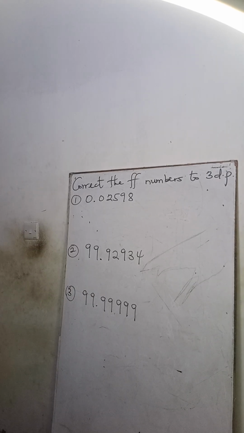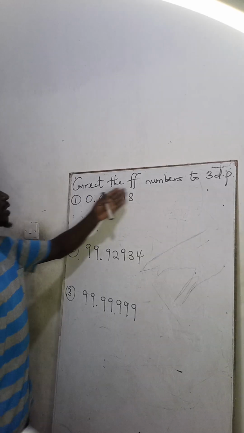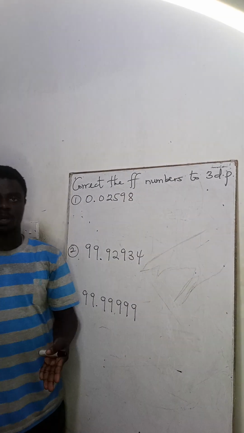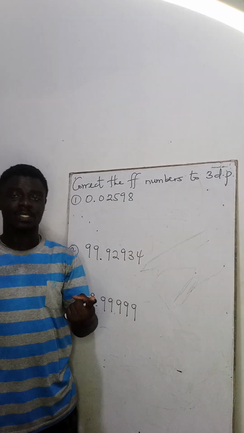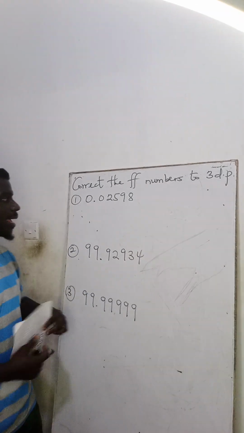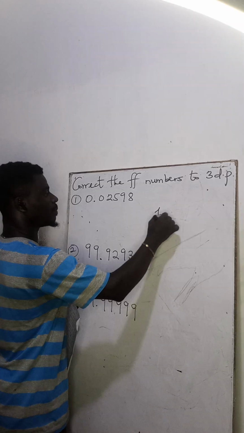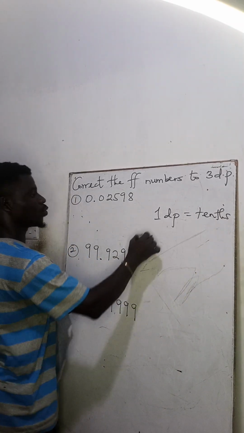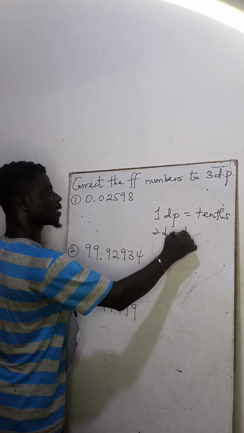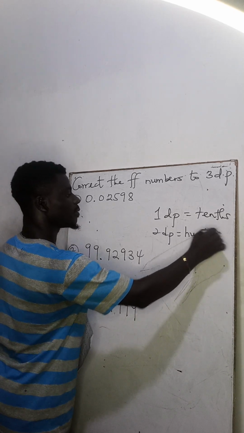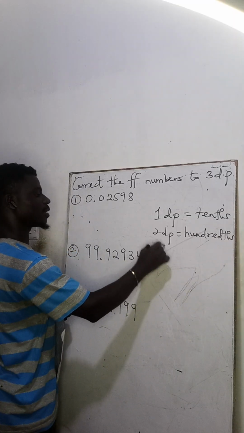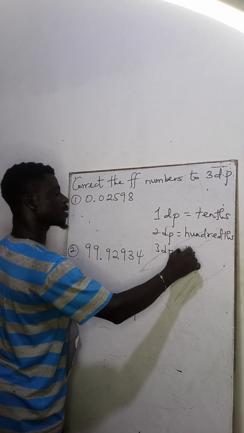All right, so let's see this. We want to correct the following numbers to 3 decimal places. Don't forget, 1 decimal place can also be called tenth. 2 decimal places, we call it hundredth. 3 decimal places, we can also call it thousandth.